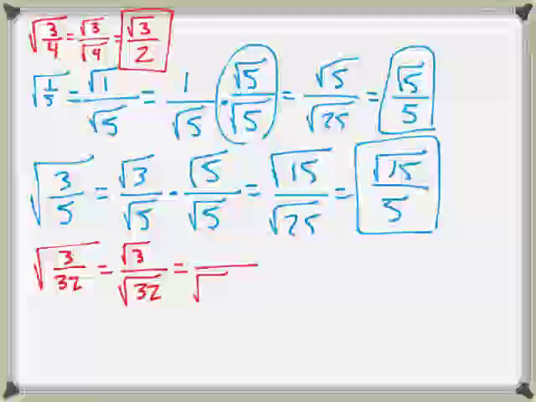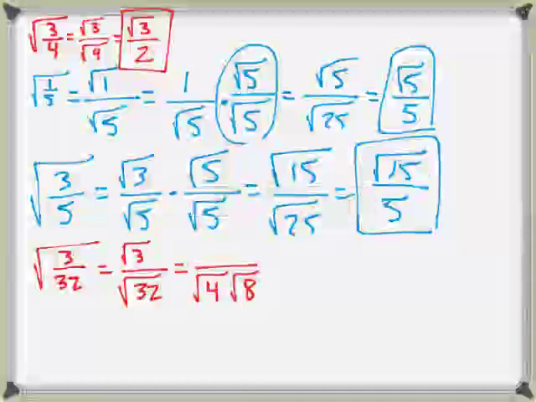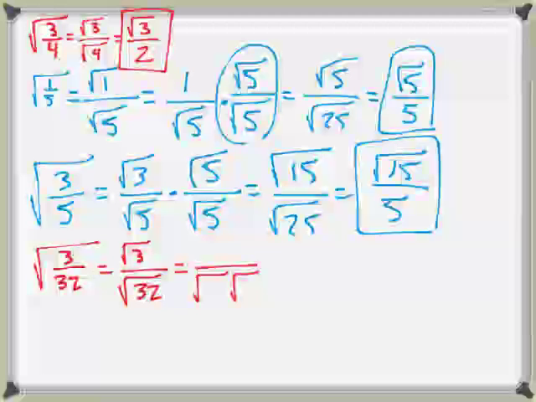4. 4 times 8. Okay, that would work, but there might be something better. Is there anything bigger that goes into 32? 16. So let's do 16 times 2. And the top is just square root of 3. So on the top I've got square root of 3. Square root of 2 is not pretty, so it stays.